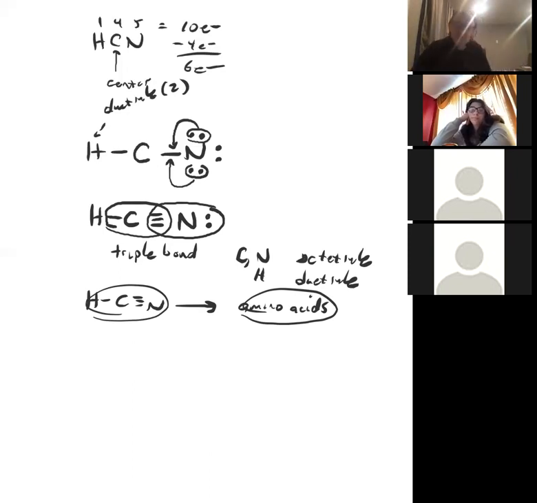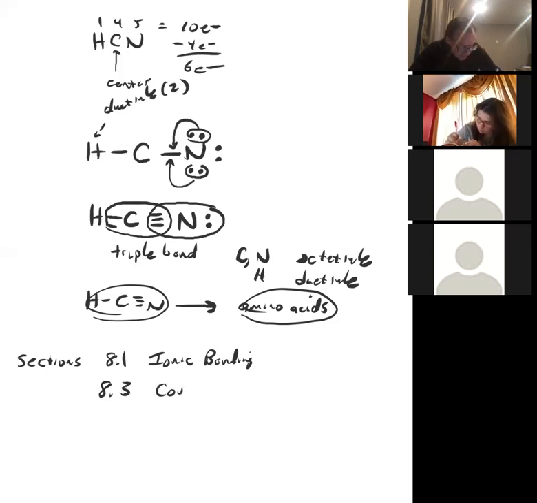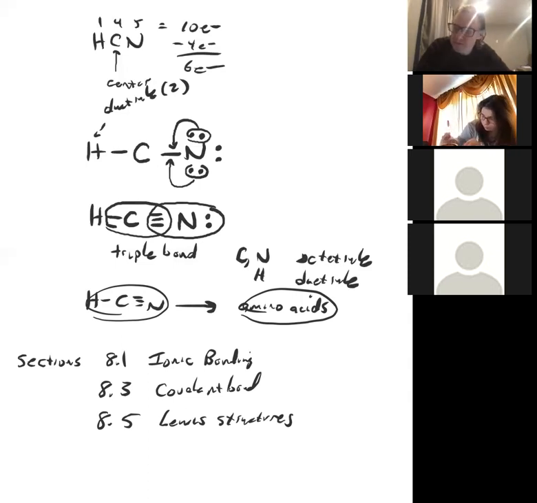Okay? So I just want to show you that we just did section 8.1, which is the ionic bonding. Not much we're doing in that, just a little bit. And then we did 8.3, which is the covalent bond. And then we did 8.5, which is Lewis structures. We have more to do with Lewis structures. The main focus of this chapter is Lewis structures, so we'll keep on doing the other sections with those.